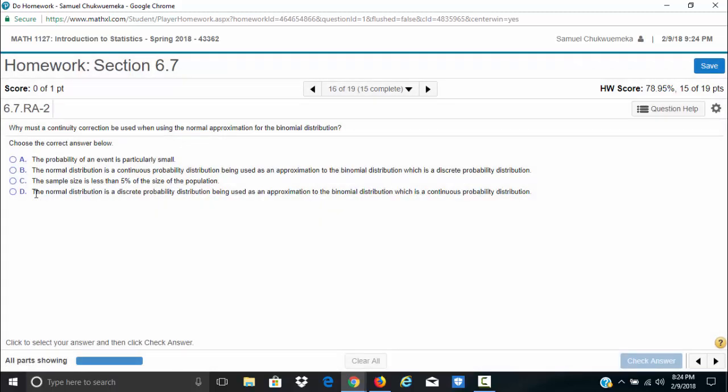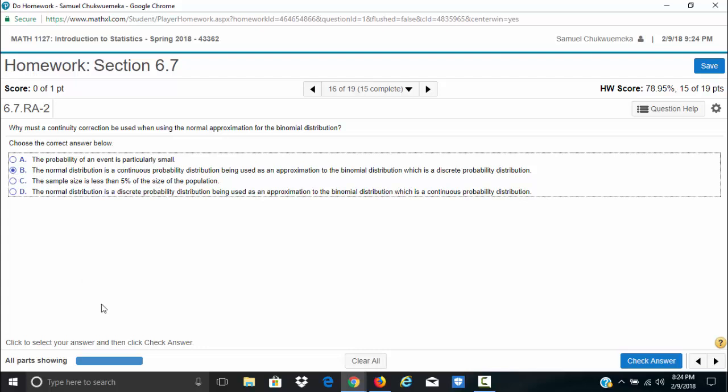16, why must a continuity correction be used when using the normal distribution approximation for the binomial distribution? Because you're using continuous to approximate discrete. Okay, the normal distribution is a continuous probability distribution being used as an approximation to the binomial distribution, which is a discrete probability distribution. So that's B.